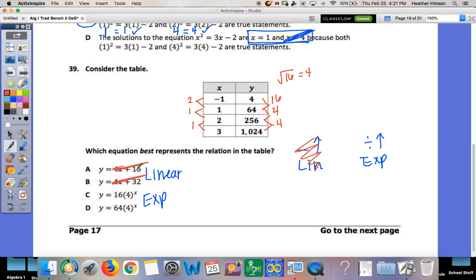So A and B are out. We know our multiplier is 4 after we simplify it. That doesn't help us because they're both 4. So what's our initial? 64 or 16? Where do you find your y-intercept? You find your y-intercept at 0. So 0 is going to be between -1 and 1. So how we get that is we just divide up by 4. 64 divided by 4 is 16. So our y-intercept is 16, which is C.